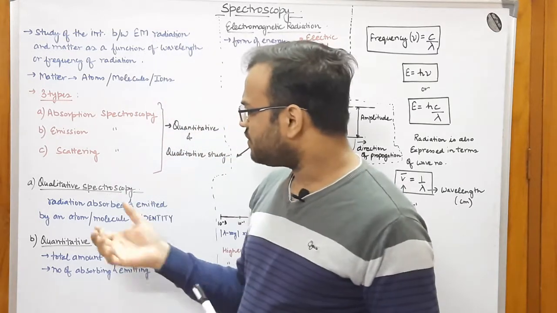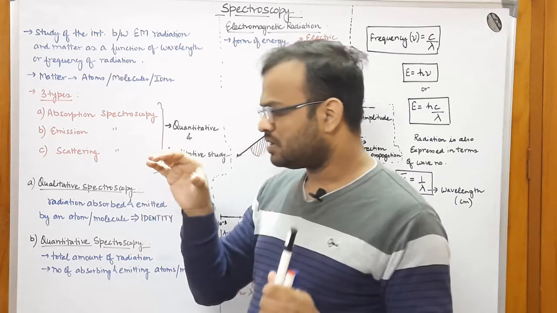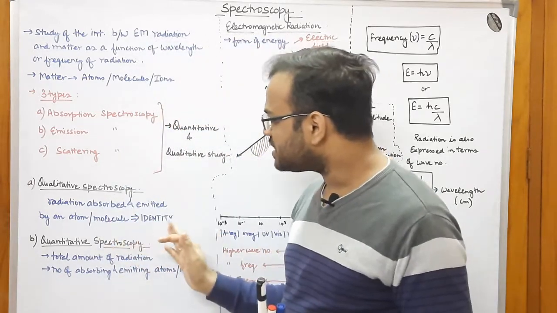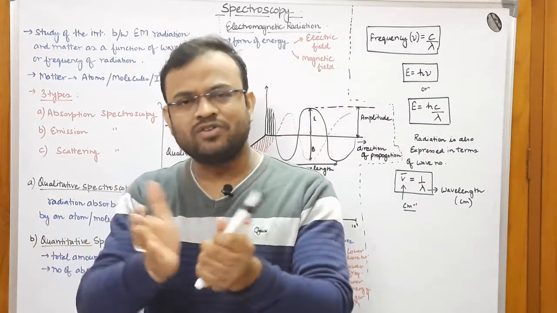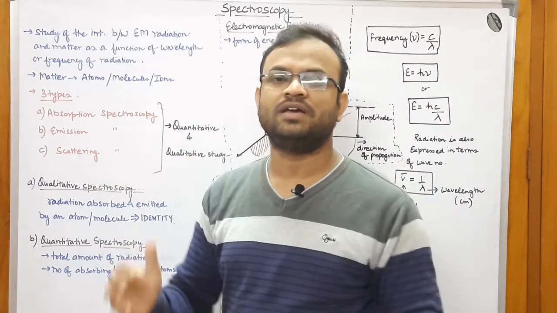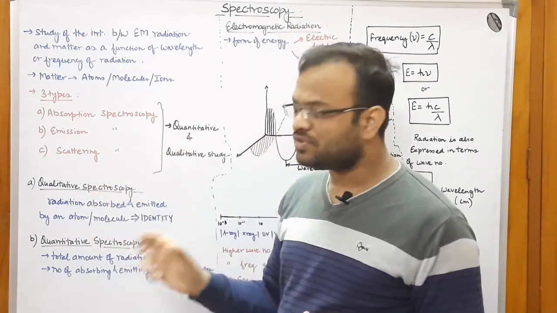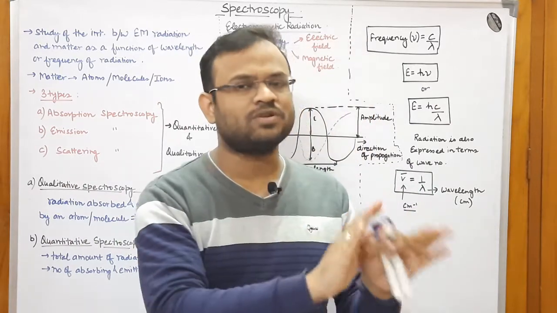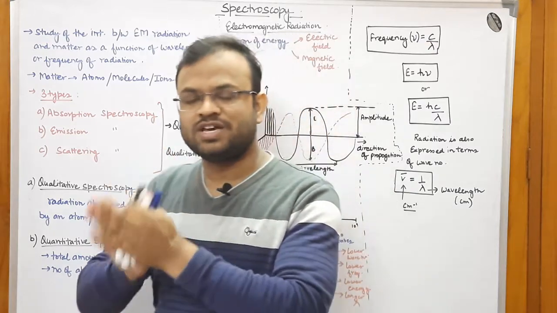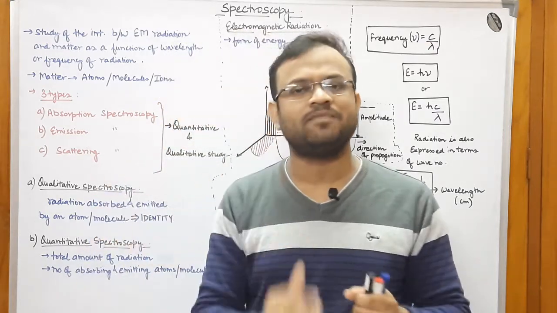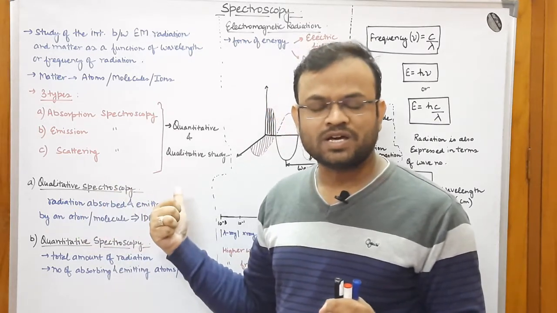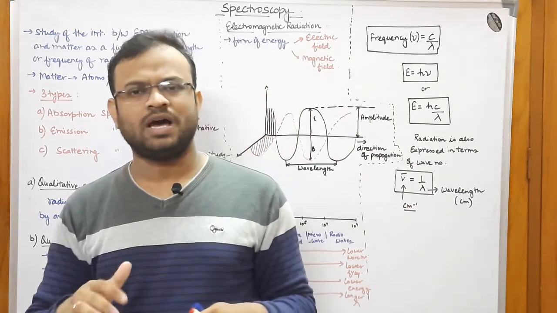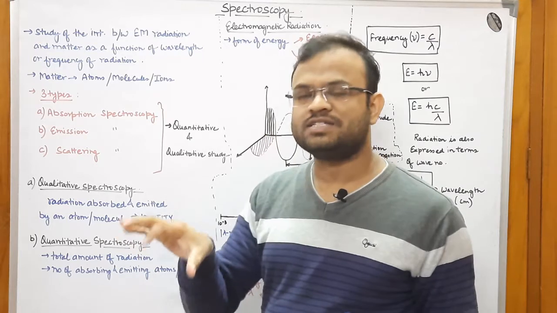Whenever you are looking at the radiations that are absorbed or emitted by an atom or a molecule, what kind of radiation it is absorbing, what kind of radiation it is emitting, that information would give you the identity of the atom or the molecule. You can identify that it is doing such and such things, because it is changing the parameters to such and such extent. Therefore, we can be sure that the matter we are looking at should be this. Okay, so this is qualitative spectroscopy, because it is telling us about the quality.